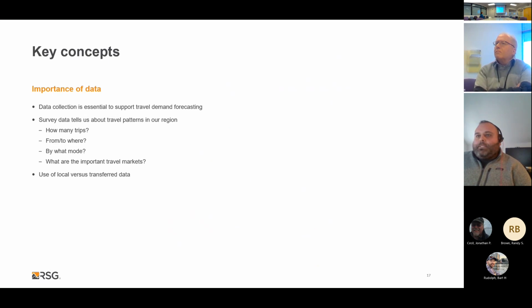So some key concepts here: the importance of data. A comprehensive and ongoing data collection program is essential to support the travel demand forecasting process. Our models describe travel behavior. Data is essential to understand this behavior, such as the number and types of trips, their origins and destinations, and mode shares. And data collection should focus on the important travel markets in the region.